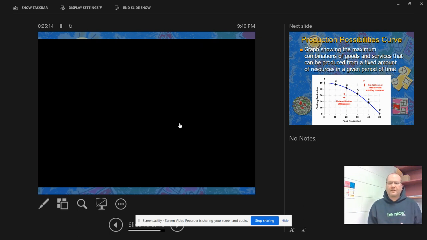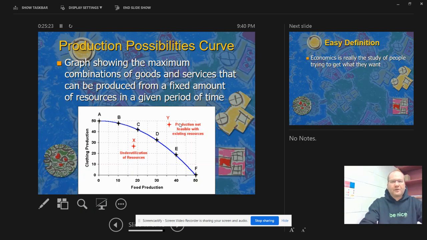So opportunity costs. Again, anytime you make a decision or do something, there's an opportunity cost because you chose not to do something else. Okay, so lastly, the production possibilities curve. All businesses or all societies need to figure this out. It's a graph showing the maximum combinations of goods and services that can be produced from a fixed amount of resources in a given period of time.